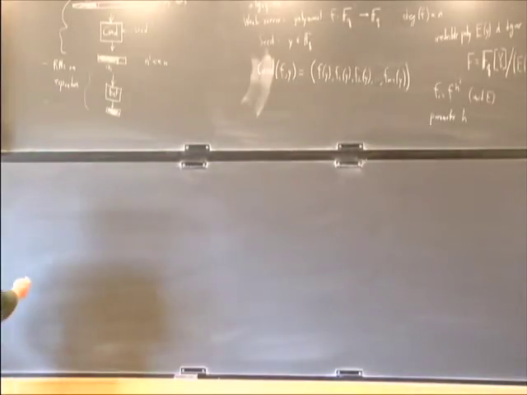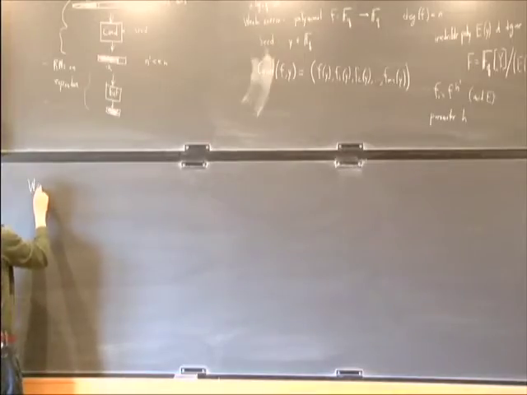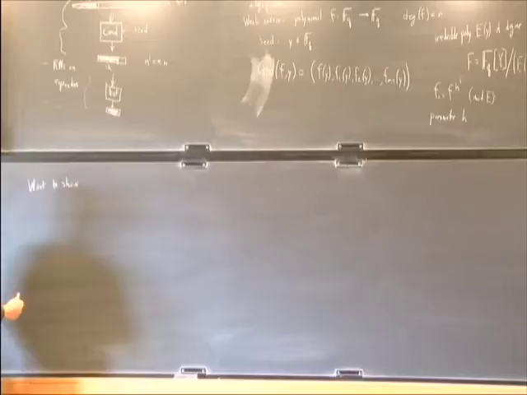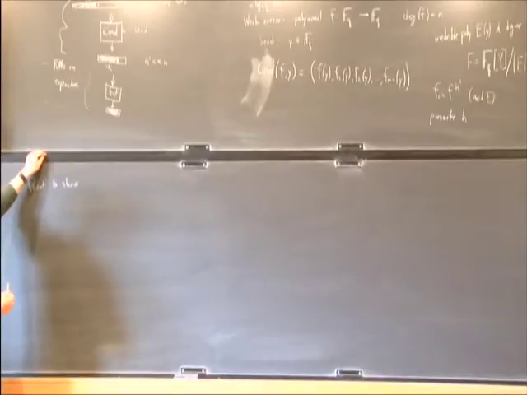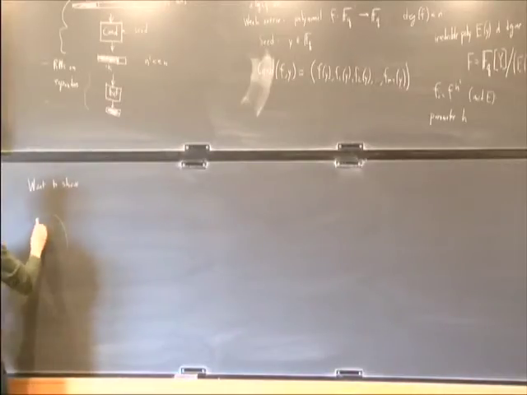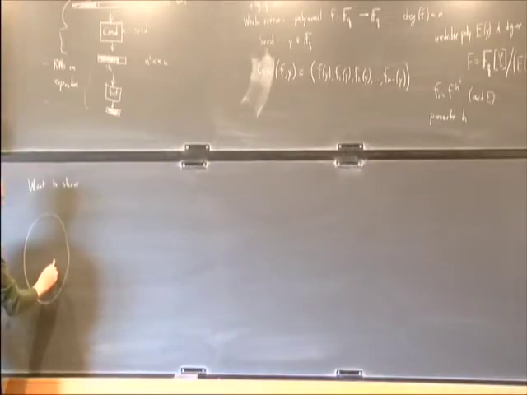Okay, so what do we want to show? We're basically trying to show some expansion property here. We're trying to show a condenser. Think of a condenser.